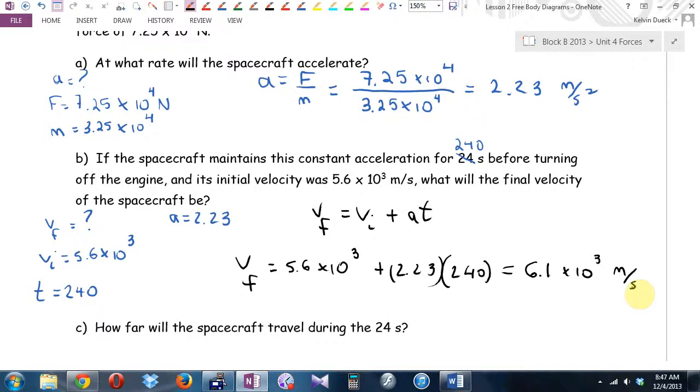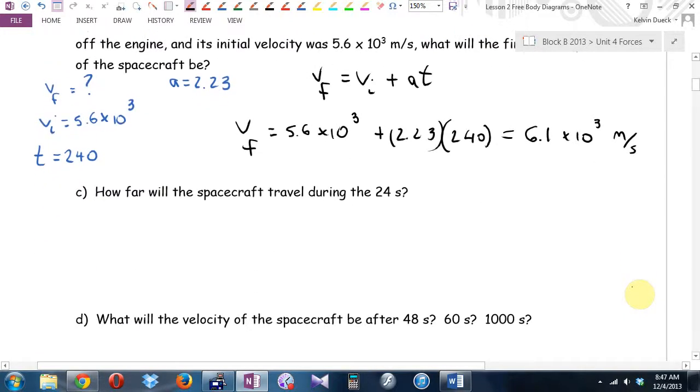We can do it. In fact, the Voyager probes, which have left our solar system, I don't think they're accelerating anymore. I think they're just coasting. But in about 25 to 30,000 years, I think they will be getting to our nearest star. I don't plan on being around to find out, but it's kind of cool. How far will the spacecraft travel during the, Mr. Dueck, 240 seconds? Oh, I guess now they want me to find that.